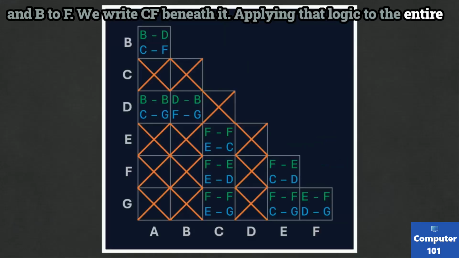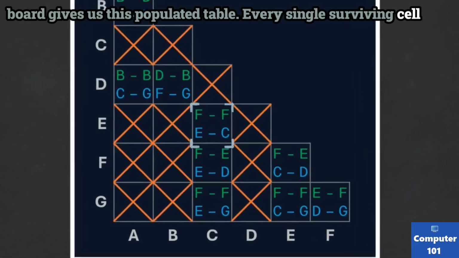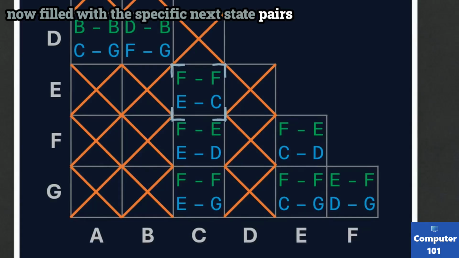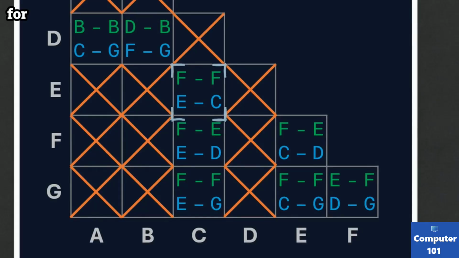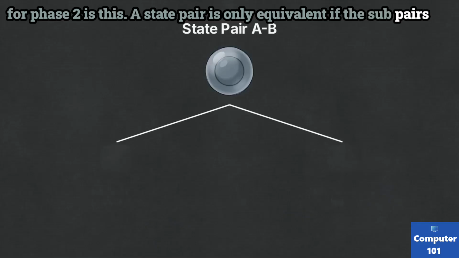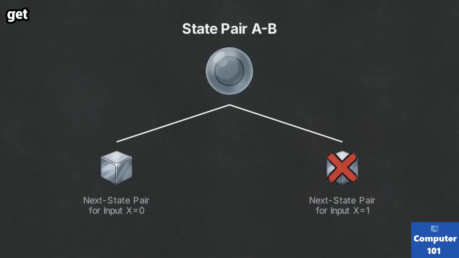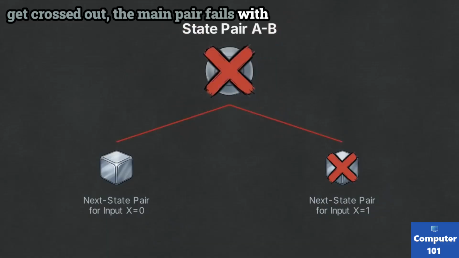Applying that logic to the entire board gives us this populated table. Every single surviving cell is now filled with the specific next state pairs it depends on. The rule for phase 2 is this. A state pair is only equivalent if the sub-pairs listed inside its box are also valid. If those internal dependencies get crossed out, the main pair fails with them.